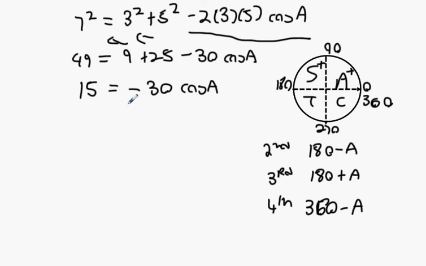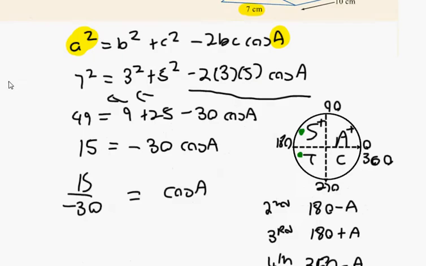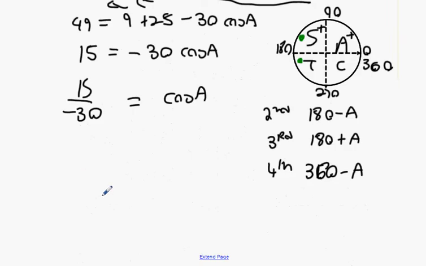We're going to divide 15 by minus 30. We now know that cos A is negative. And cos A is negative in 2 places: it's negative in the S position and the T position. But only one answer is relevant for us today. Can anybody tell me which answer is relevant? It's a triangle, so it has to be less than 180 degrees. But for argument's sake, I'll do both of them for you, okay?